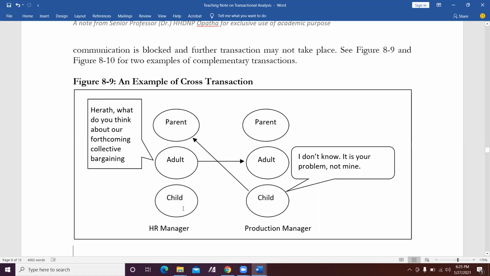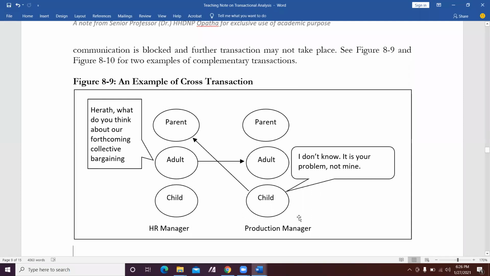Then whether there is going to be a conflict or not depends on the next response of the human resource manager. If that is also an adult response, more likely there will not be a conflict. But if the next response from the HR manager becomes an aggressive one, like a child one, that may lead to a possible conflict. Something like, what the hell are you talking about? We all are working for one company. It is your problem also, not only my problem.